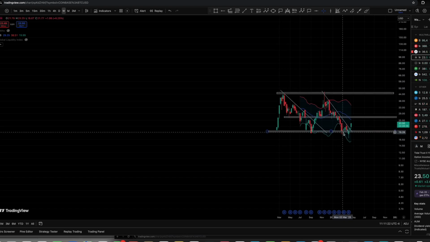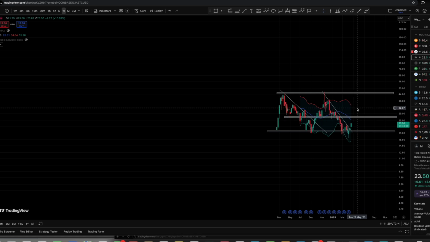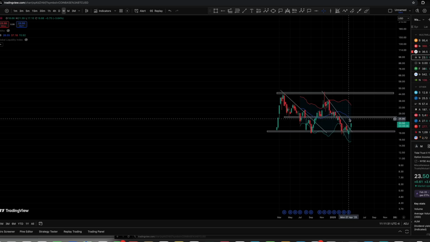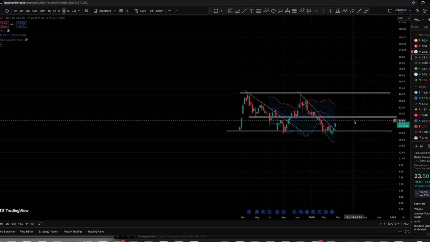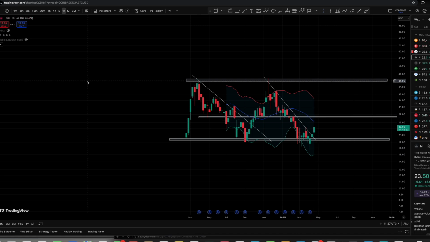And here we got our strong bounce off the green band, and we're making our way up to the blue band. We want to see a close on the weekly, get a retest of it, and push up higher. And it looks like it's almost lining up with this midline that we have drawn out. So this is going to be a key level that we want to break and hold.